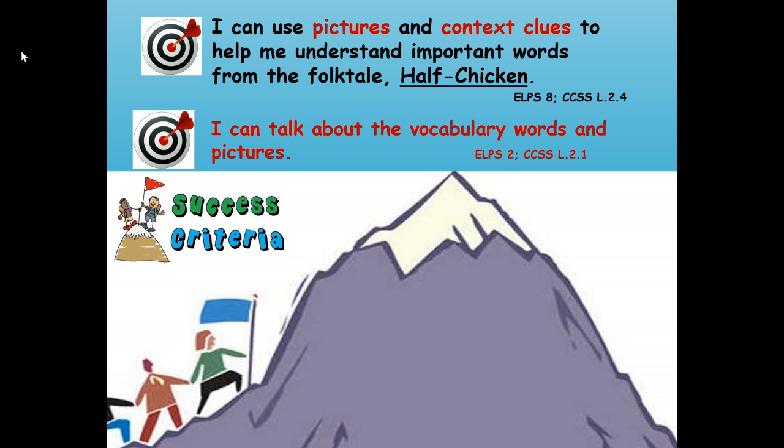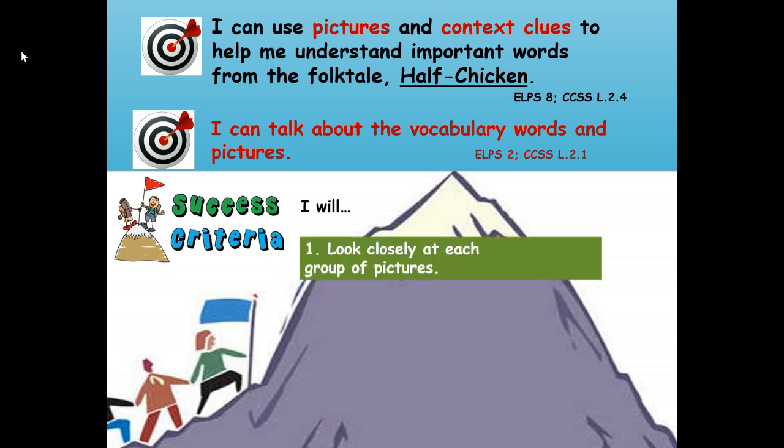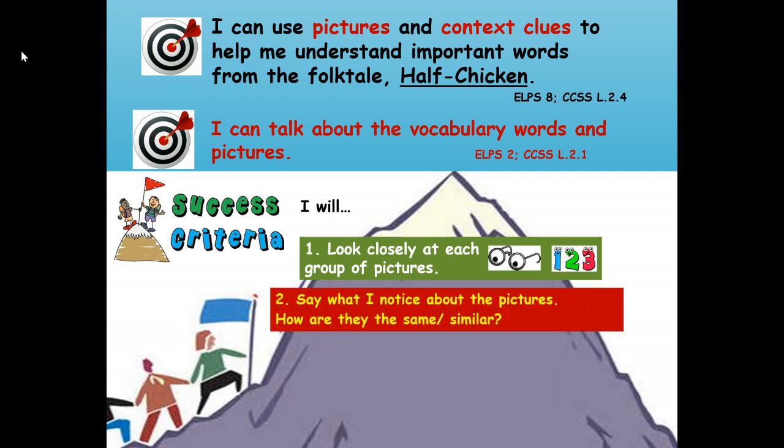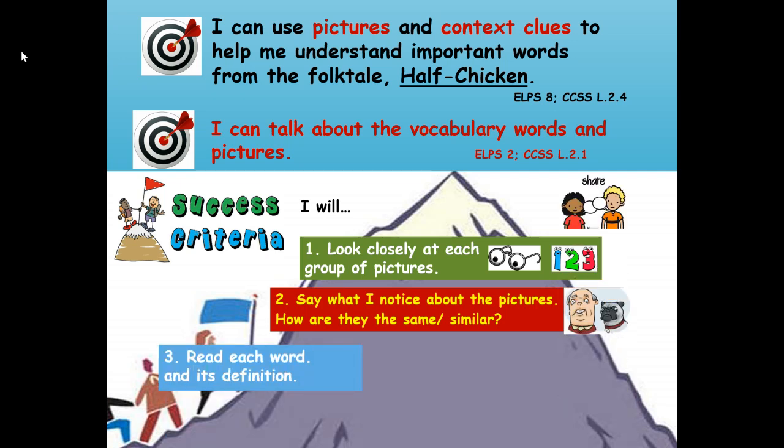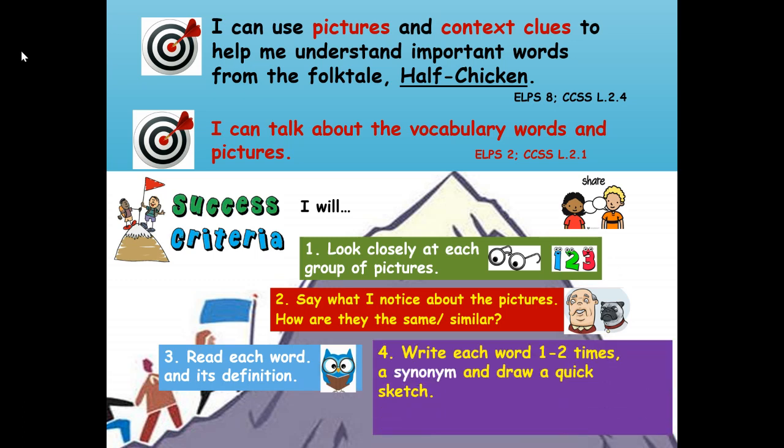Well, here are your steps to success. We're going to reach those learning targets one step at a time. Number one, I will look closely at each group of pictures. Number two, I will say what I notice about the pictures. How are they the same or similar? Number three, I will read each word and its definition. Number four, I will write each word 1 to 2 times, a synonym, and draw a quick picture or sketch.